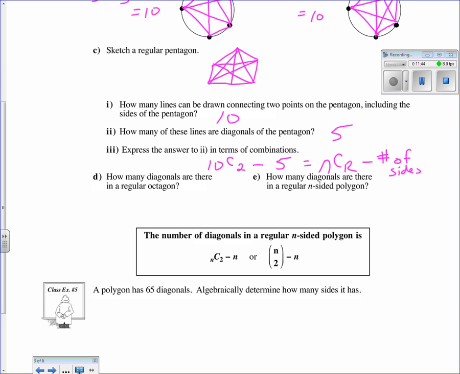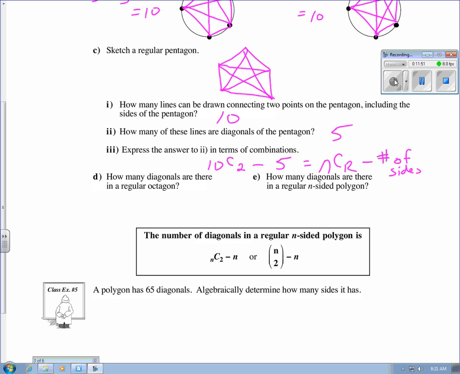I think I see one extra line in my polygon that was illegal. I'll fix that in a minute. Okay, there's a better looking polygon. There should be a star in the middle. I put a diagonal down there. How many diagonals are there in a regular octagon? Well, we're going to try this formula out. An octagon has how many sides?